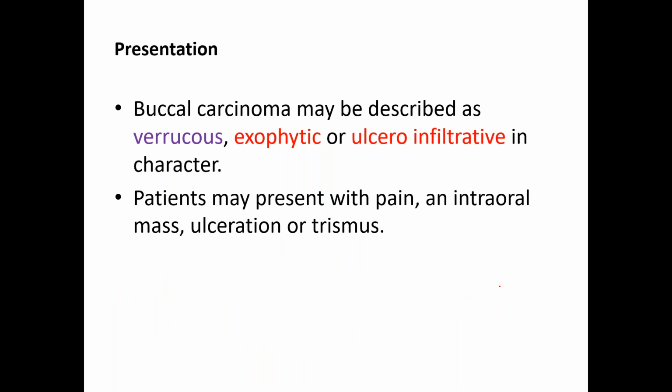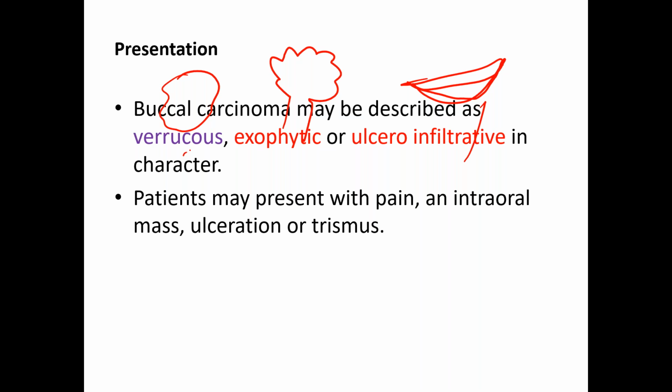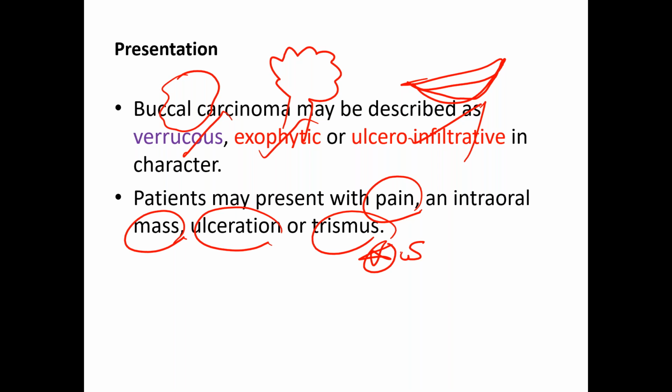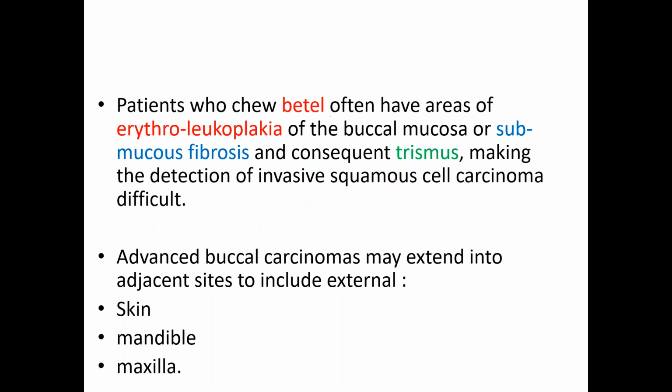Buccal carcinoma may be described as any growth. It can be a verrucous lesion, can be exophytic like a tree, or ulcero-infiltrative. It can infiltrate like an ulcer. So verrucous, exophytic, ulcero-infiltrative. They may present with pain, mass, ulcer, and trismus. As you know, trismus is associated with oral submucous fibrosis. Pain, intraoral mass, ulcer, and trismus.